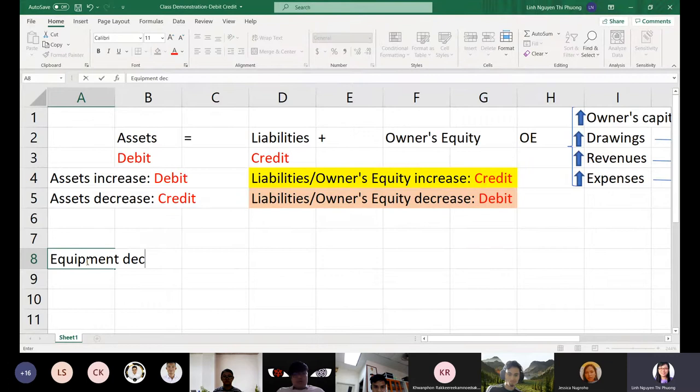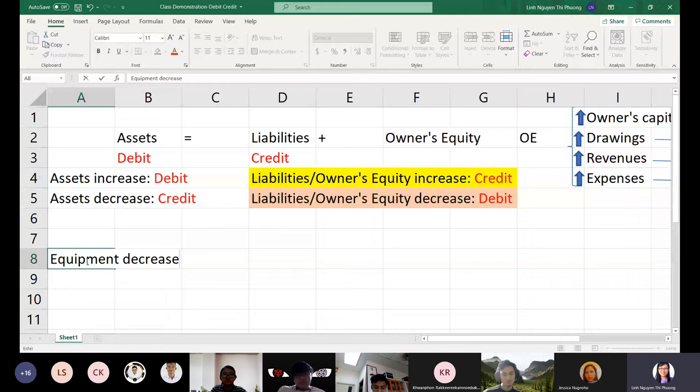Okay. Example, equipment decreases. What are you going to do? Equipment decreases. Debit or credit? Credit. Good. Because equipment is an asset. When assets decrease, we credit. Okay. Credit.